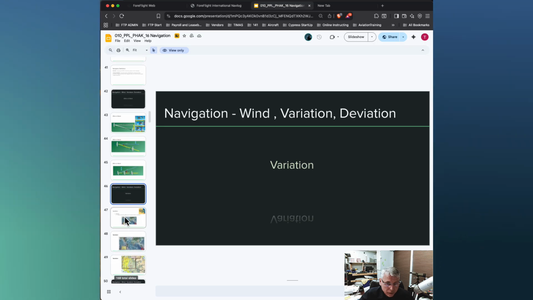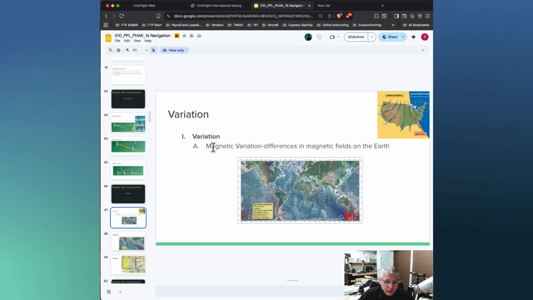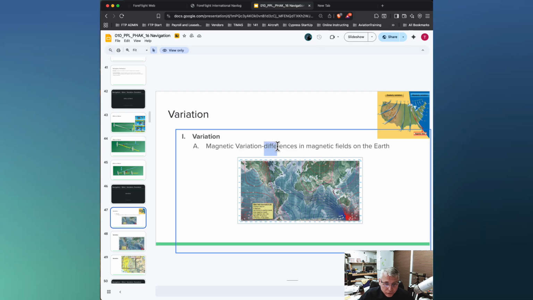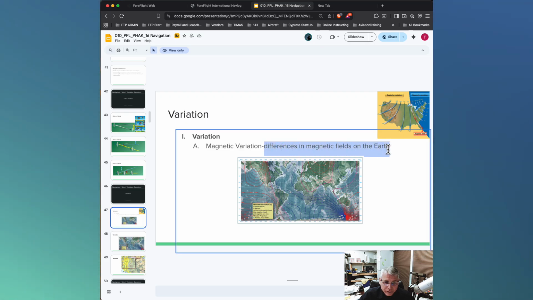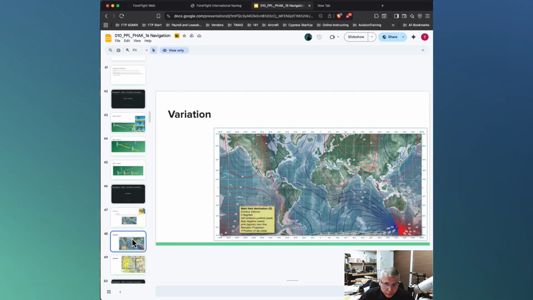Variation is also addressed. So what is variation? Magnetic variation is the influence, or basically the differences in the magnetic fields on the Earth. This little chart right here shows you what some of those are. You can see that some of these are red and some are blue. It just shows the difference between correcting east and correcting west. For example, if we're over here on this side, we call it east variation. If we're over here in the blue, we call it west variation. I've got another picture I'll show you that may drive that home a little bit more.